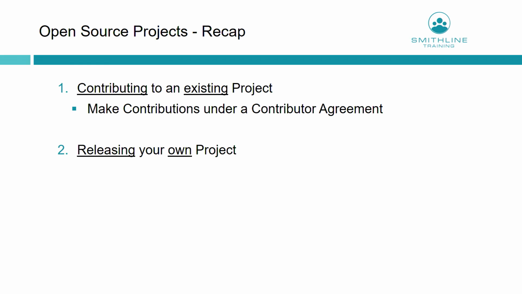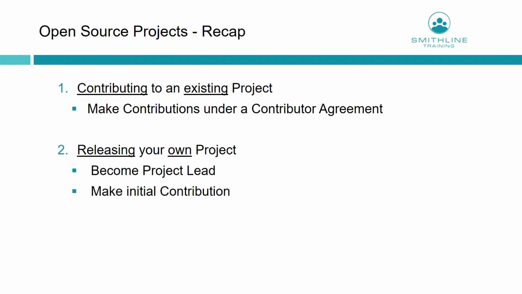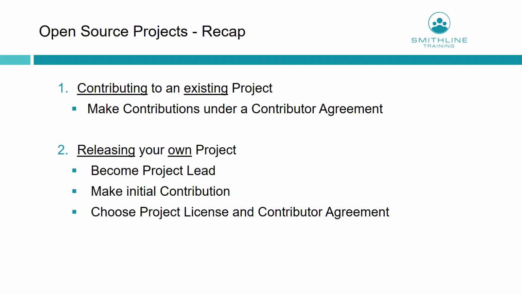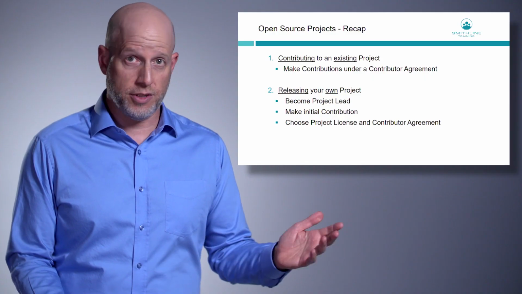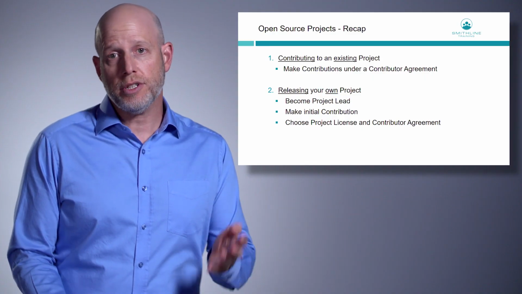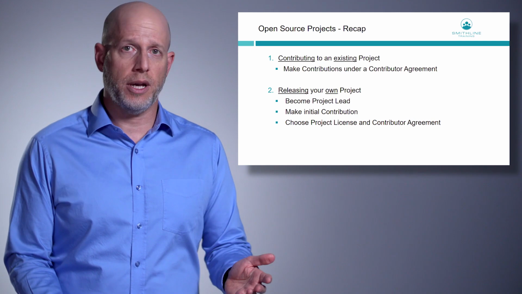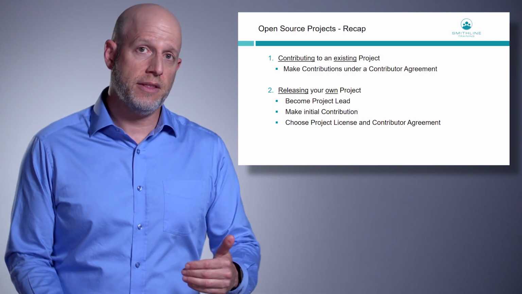The second way is you may want to release your own project. In that case, you're going to become the project lead. You're going to make the initial contribution to the project. You're going to choose the project license. So in the example we just saw, the project license was Apache. And you're also going to choose the contributor agreement, the form under which contributors are going to submit their changes back to the project.